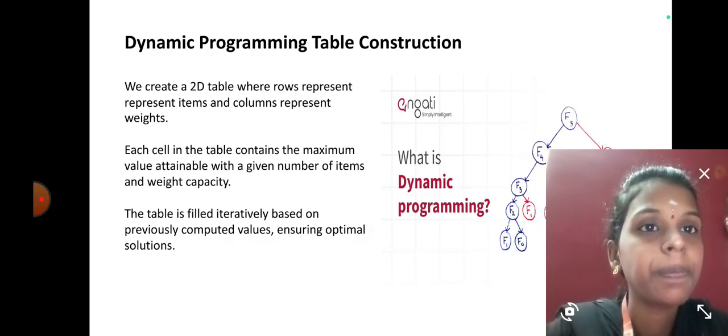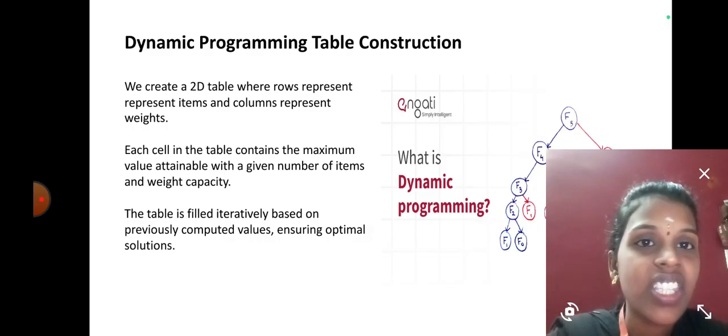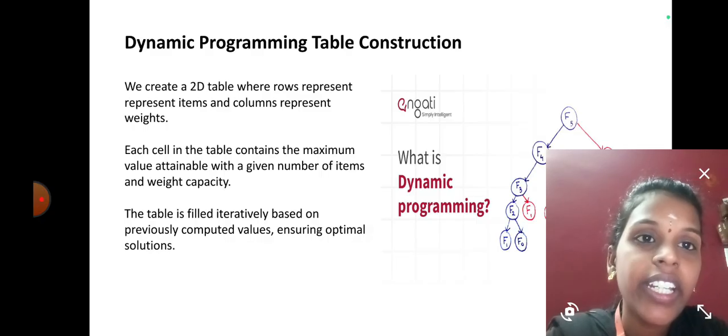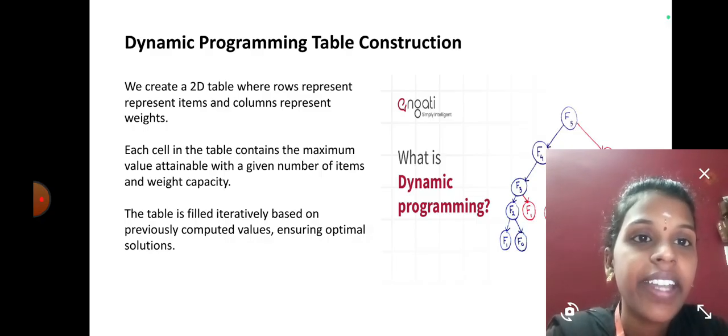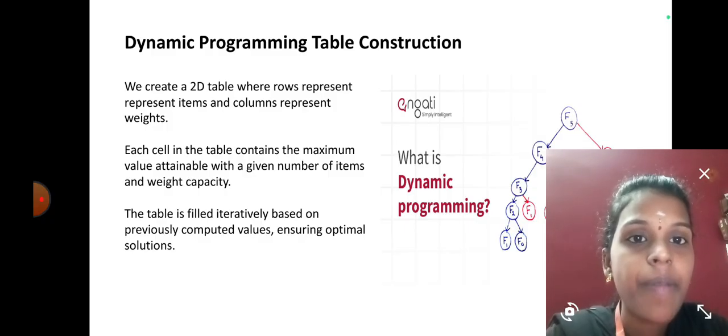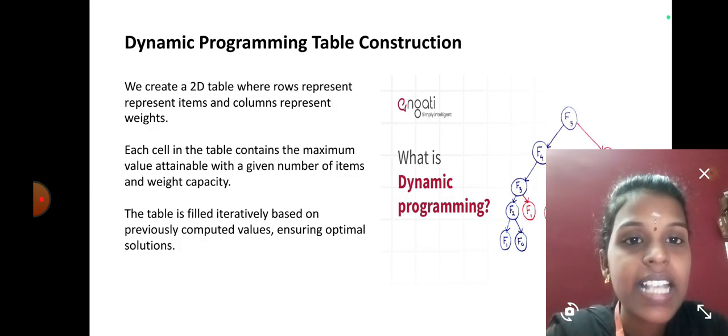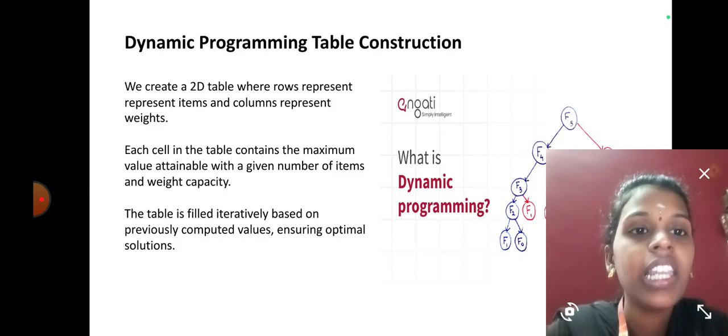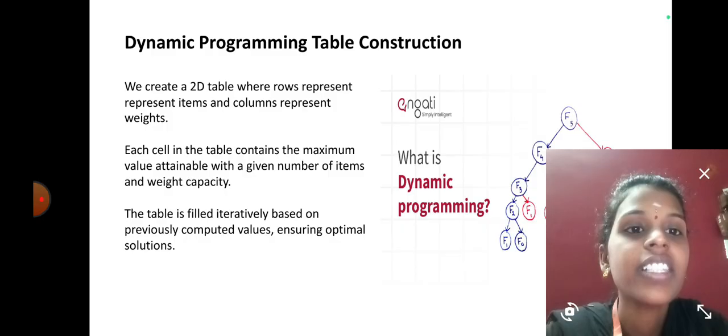Dynamic programming table construction. We create a 2D table where rows represent items and columns represent weights. Each cell in the table contains the maximum value attainable with a given number of items and weight capacity. The table is filled iteratively based on previously computed values, ensuring optimality.